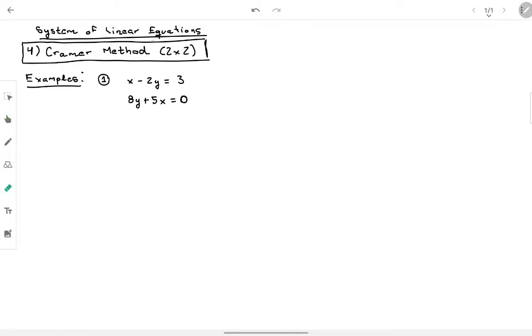So we have these systems of equations. We need to order our equations first. So remember, the first one will be x minus 2y equals 3. It's correctly ordered. The second one is going to be 5x plus 8y equals 0. Remember, if we don't have a number with the x, it's like having a number 1. I will write it here only to remember, but you don't need to write it.